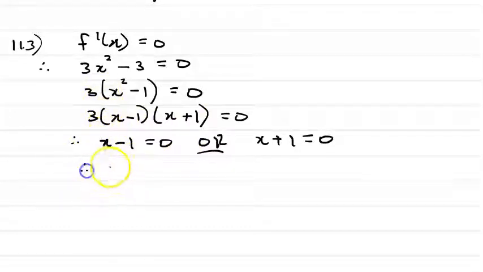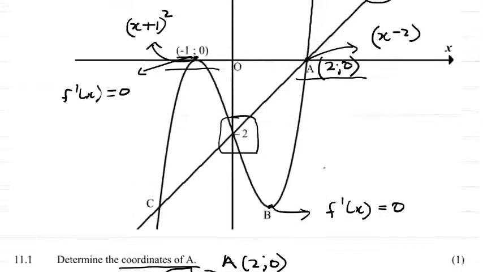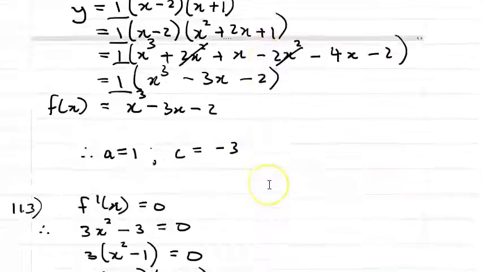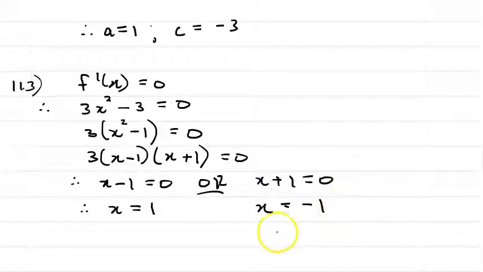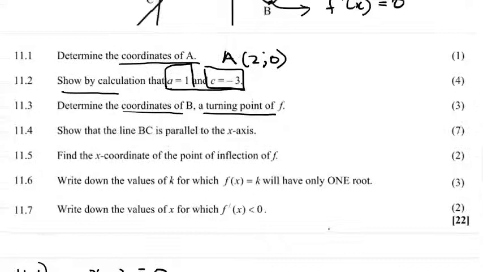So therefore, the x values of your turning points are x equals 1 and x equals minus 1. And that makes perfect sense because, as you can see, one turning point is here. And you can see that it's minus 1 and 0. So no need to substitute there. So for minus 1, you know that one turning point is minus 1, 0. But remember that they asked you for the turning point of B.